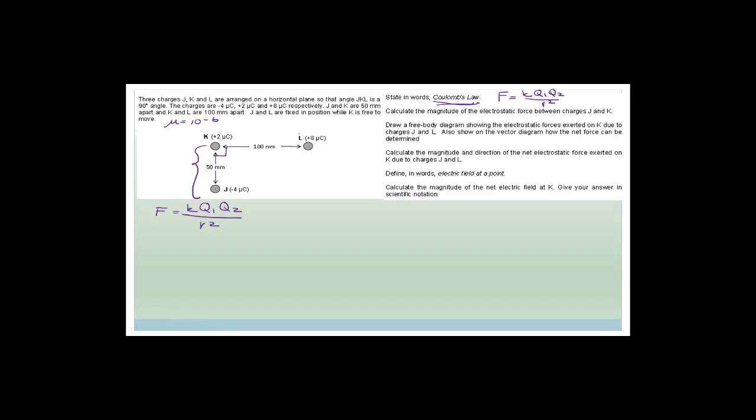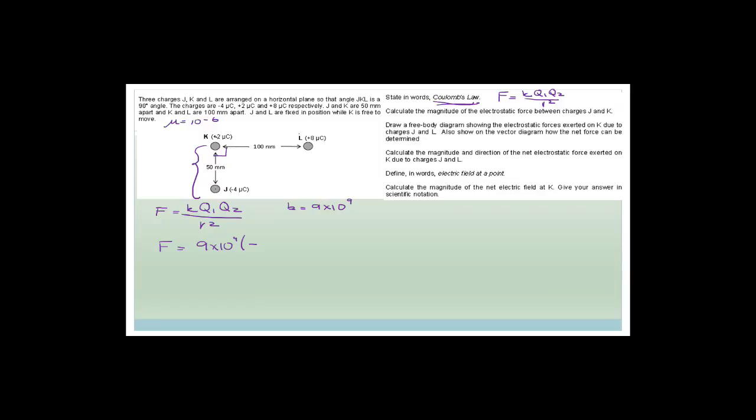And K is a constant of 9 times 10 to the 9, and you should be able to find it on your formula sheet. So if we've got F equal to 9 times 10 to the 9, Q1, it doesn't matter, we can use J as Q1. Now remember, you need to know that micro is 10 to the negative 6 because you have to put this in coulombs. Also, you don't put the negatives and positives in, because that just tells you if it's attraction or repulsion.